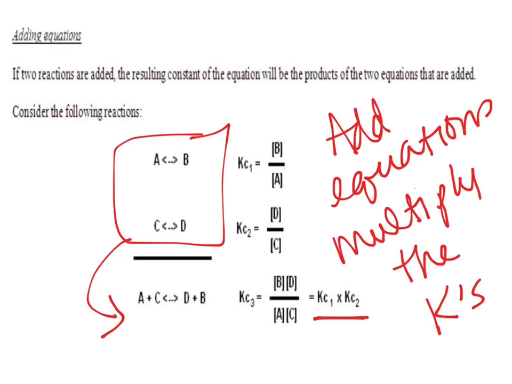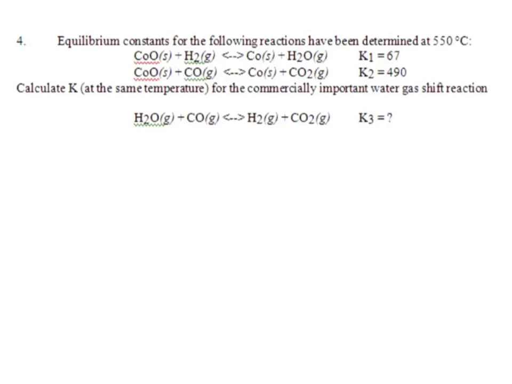All right, y'all ready to do some manipulations? All right, let's do some manipulations. So let's look at this. We have equilibrium constants for the following reactions determined at 550 degrees Celsius. Calculate K at the same temperature for the commercially important water-gas shift reaction. What I like to do is figure out what my goal is. So this is my goal equation. These two at the top, I have to manipulate in some way where I can get that goal equation.